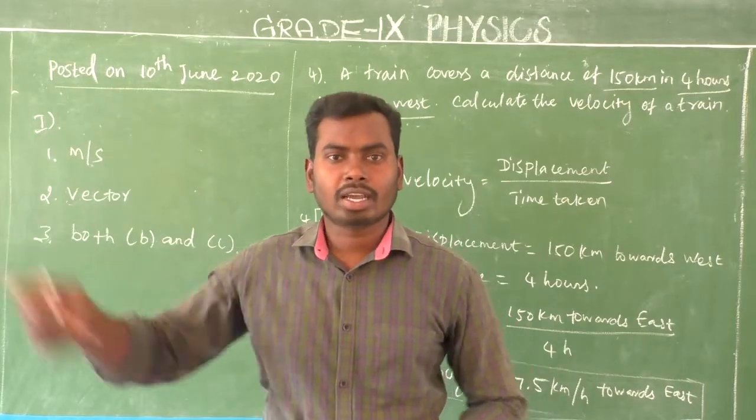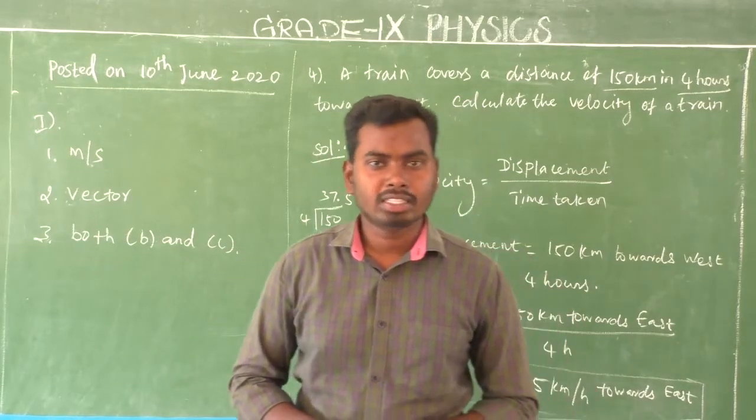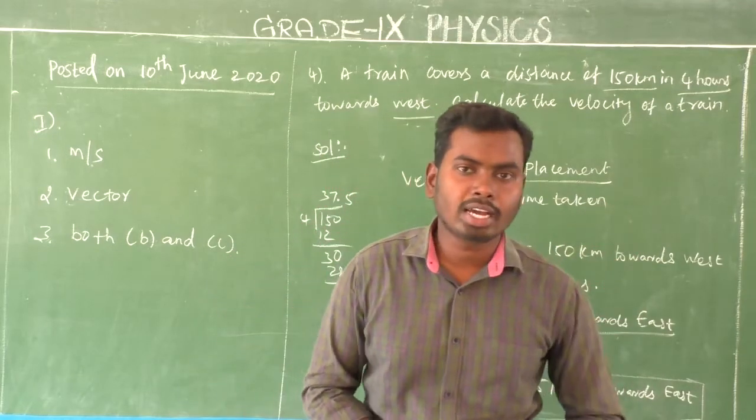The same, meter per second. That is the unit of velocity. Is it clear? Yes. Next, the third point, what is that?